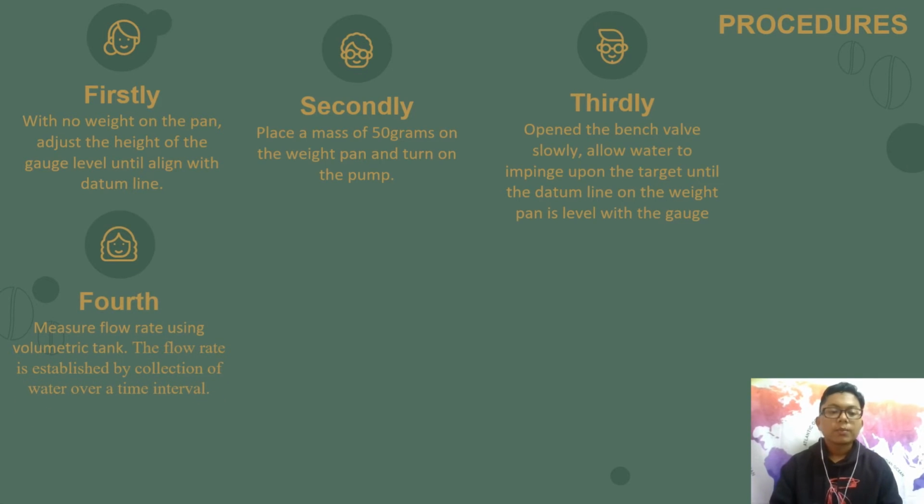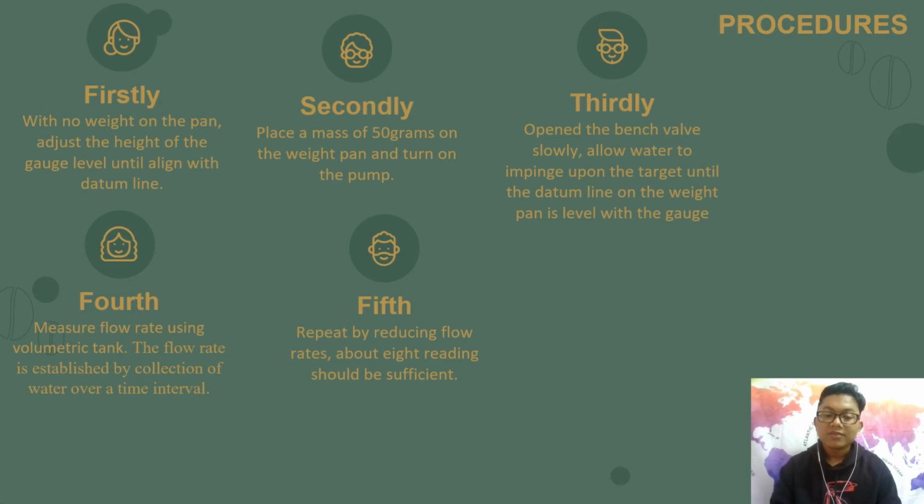Fourth, measure the flow rate using the volumetric tank. The flow rate is established by collection of water over a time interval. Fifth, we repeat by reducing the flow rate. About 8 readings should be sufficient for this experiment. And lastly, the entire test should be done twice, since we are using two types of plate, which are the flat plate and the hemispherical cup.